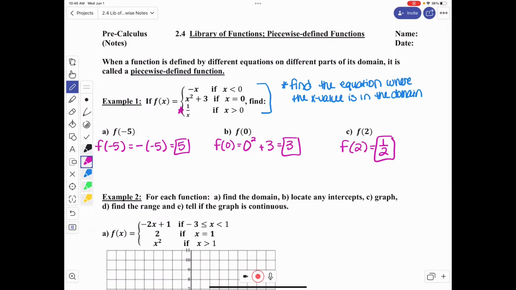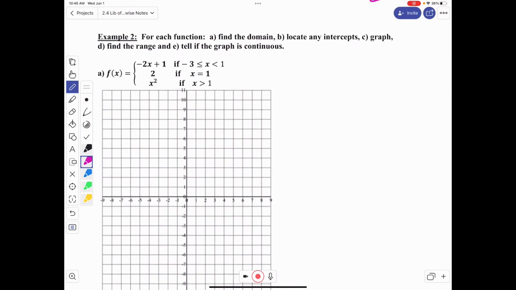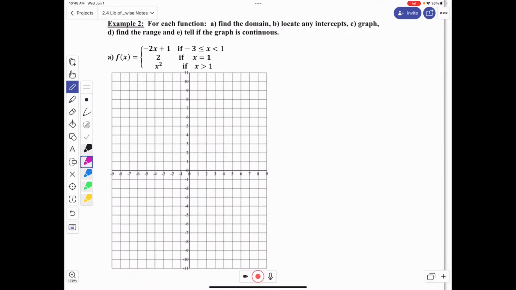Now what we're going to do, these get a little bit longer here. For each function, we're going to find the domain, locate any intercepts, graph it, find the range, and tell if it's continuous. Now, what I like to do is graph it first, even though it doesn't tell us to graph it first, that's what I like to do.